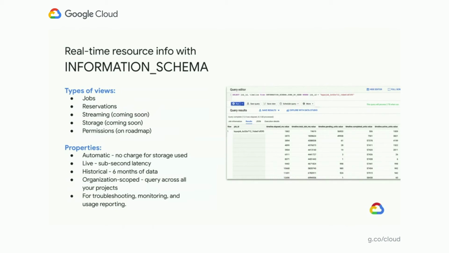The other benefit is for larger organizations that have lots and lots of projects, we provide you an organization-wide view. So you don't have to kind of query every single project to figure out what's going on. You can query information schema tables for your entire organization. So there's lots of really interesting use cases on top of that you can leverage these tables with.